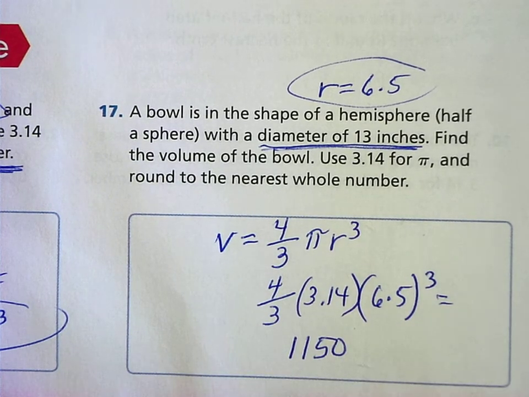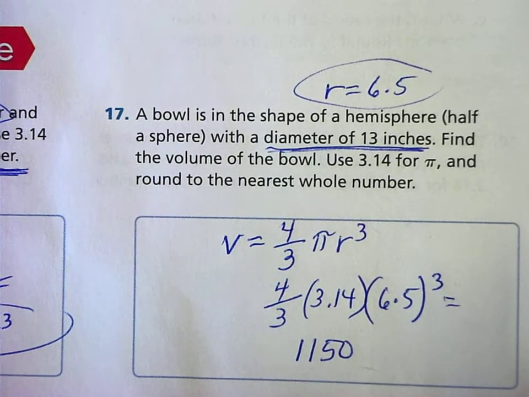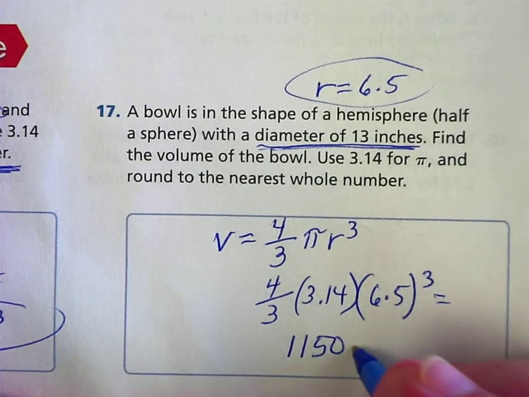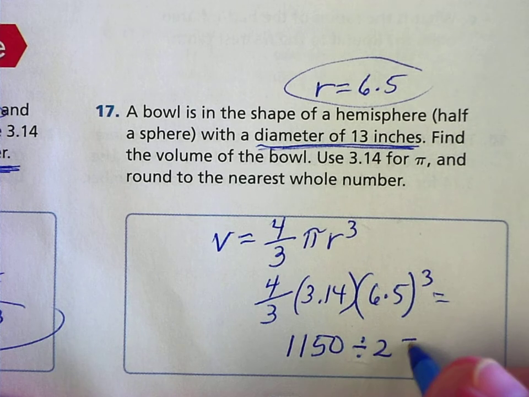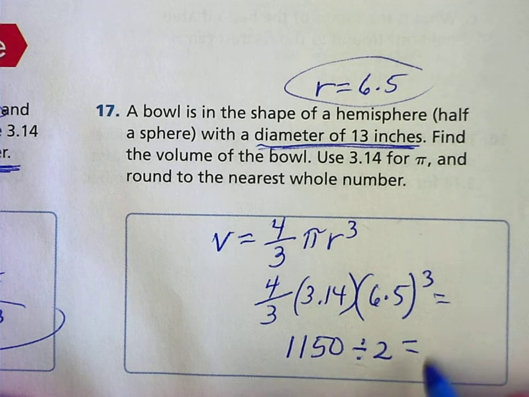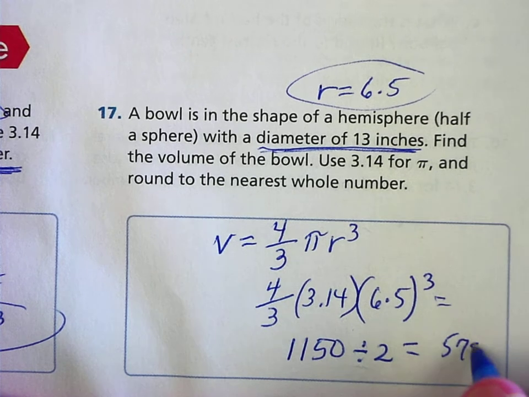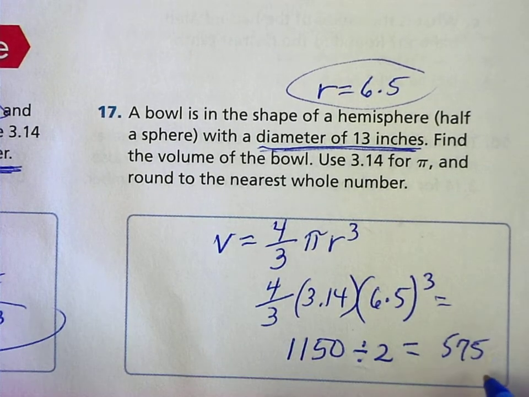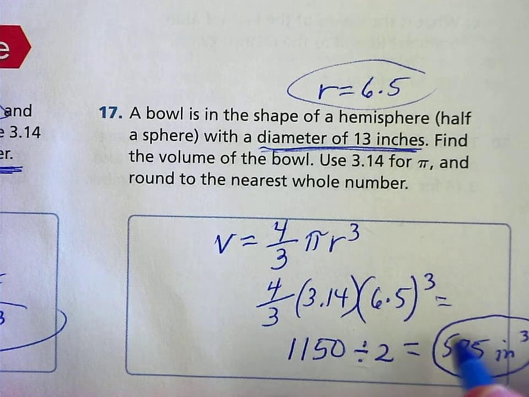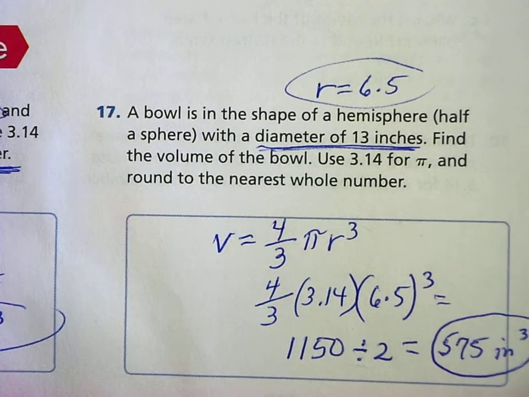1,150. Now that is for the entire sphere. We're talking about half a sphere, so that means we have to cut that in half. We have to divide that by 2. So that divided by 2 is 575. And this is inches, cubic inches, inches cubed. So that would be what the bowl could hold, the volume of the bowl.